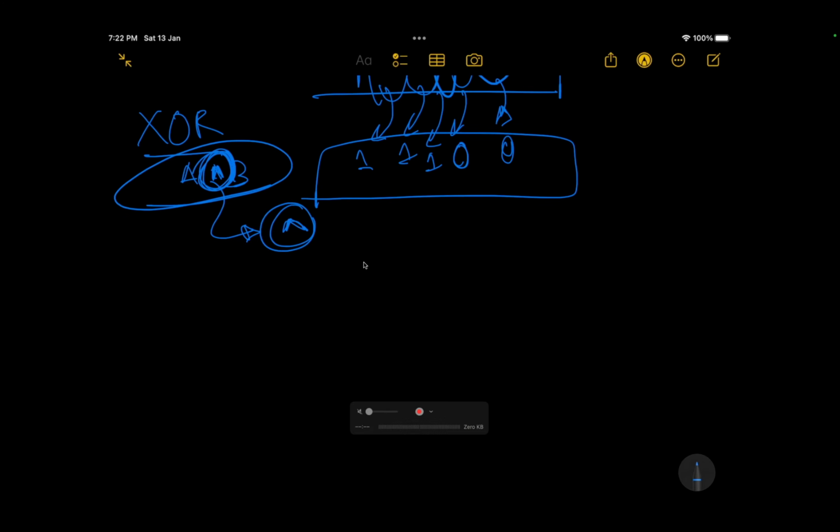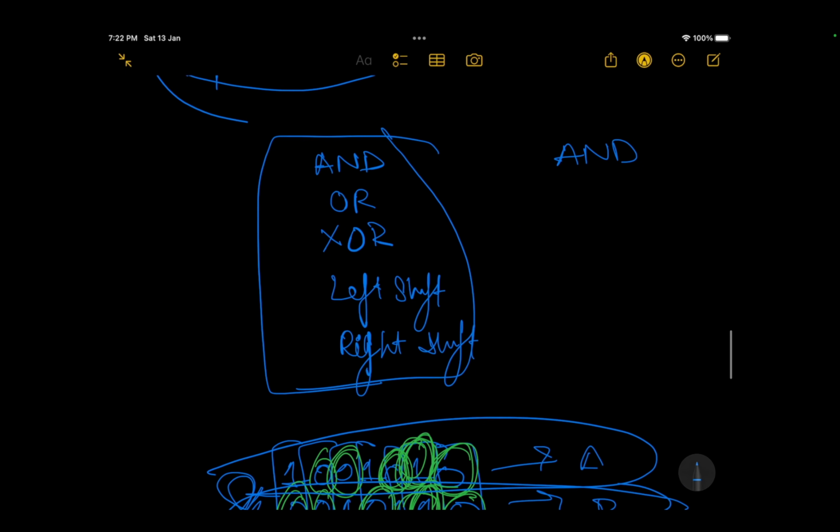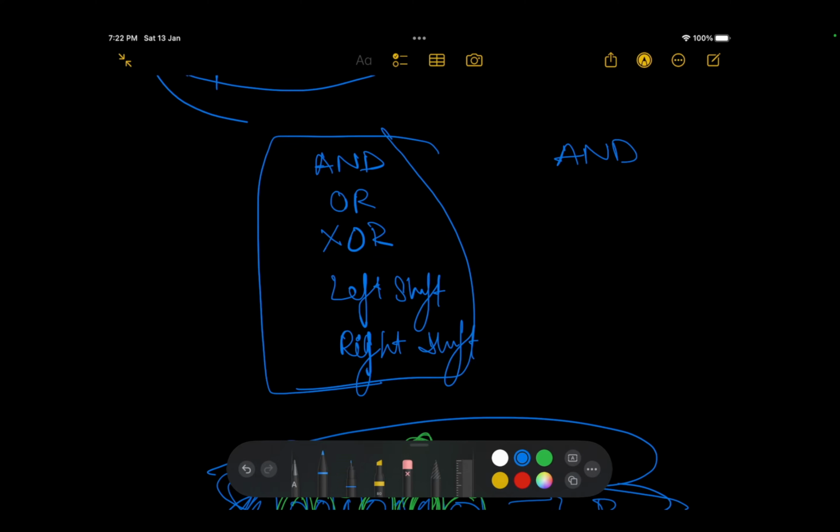Let's move ahead to left shift and right shift, because we said that we are going to discuss AND, OR, XOR, left shift and right shift. So AND, OR and XOR are covered. Let's move ahead. This is covered, this is covered, this is also covered. So let's move to left shift and right shift now.